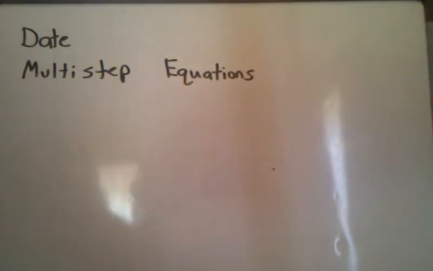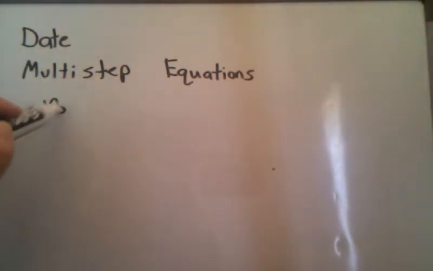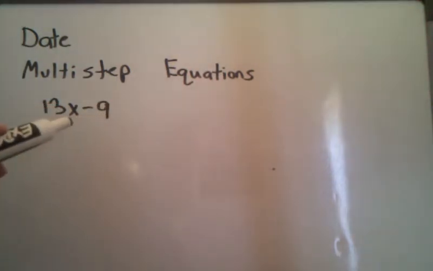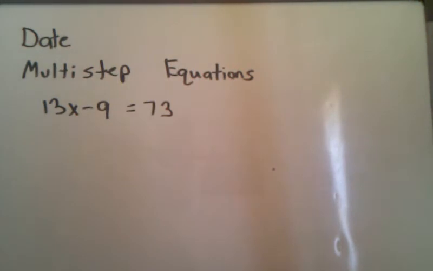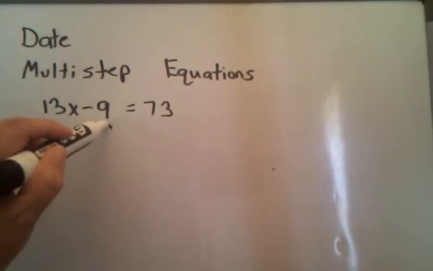Alright. Let's do 13x minus 9 equals 73. Alright. Whenever I have an equal sign, it's an equation. Whenever I'm moving things from one side to the other, I always have to add and subtract first. This is subtracted, so this is what I have to get rid of first. So the opposite of minus is plus. Plus, to get rid of it, I have to add it.